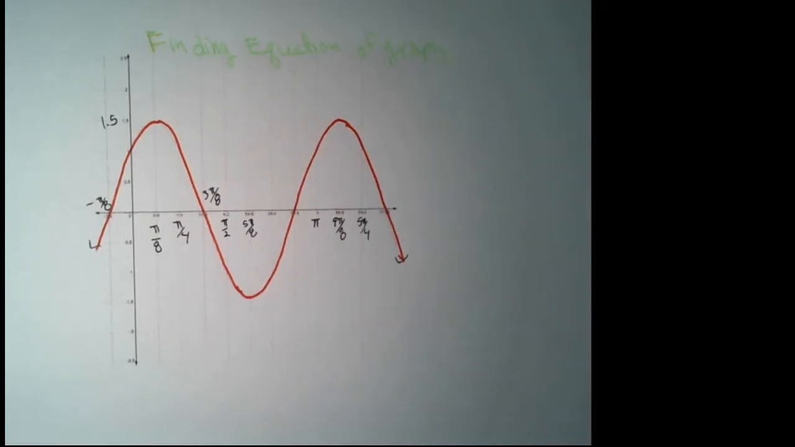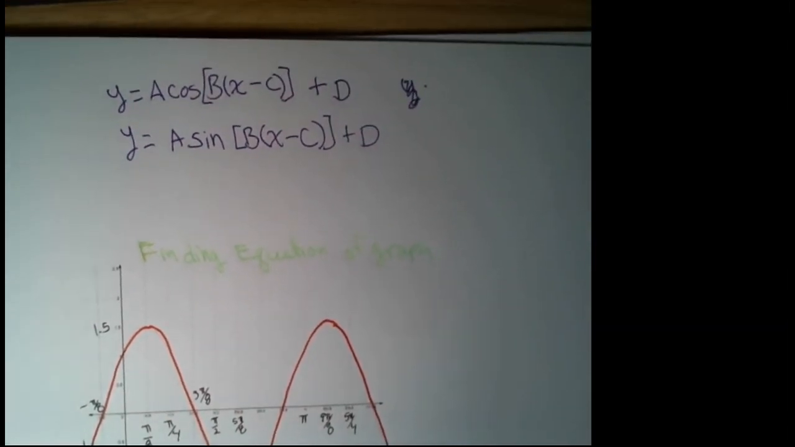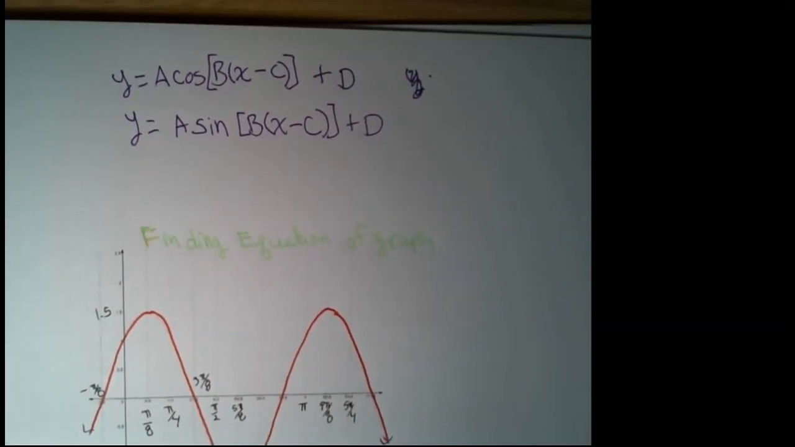Okay, so we're going to take a look at finding the equation of a graph. This is a problem that we did on our quiz, so we're just going to go over how to go about finding the equation. We're looking for an equation of this type, where y is equal to a cosine(bx minus c) plus d, or a sine(bx minus c) plus d.